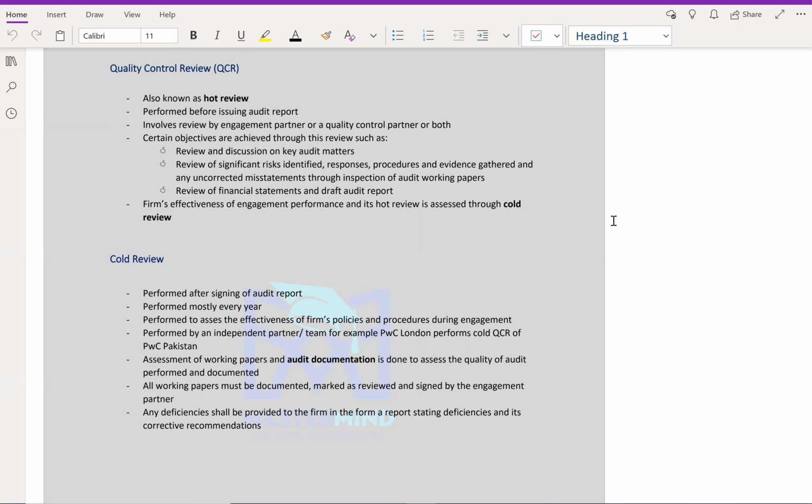There's a separate standard on key audit matters, which we will study. It's called KAMs, key audit matters. Review of significant risks identified. So any significant risks identified and the responses to them, very important. Whether the responses catered to the risks or not. Procedures and evidence gathered, and any uncorrected misstatements through inspection of audit working papers. Because uncorrected misstatements might include a misstatement which is probably quantitatively immaterial but qualitatively material. For example, a related party transaction.